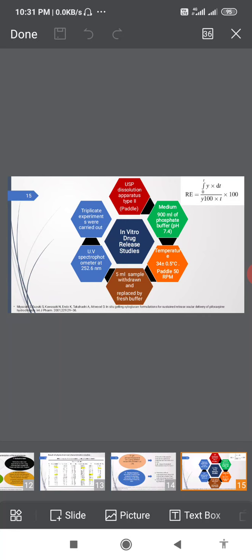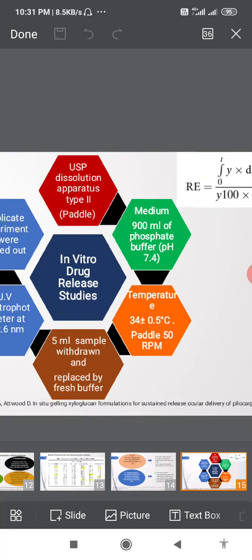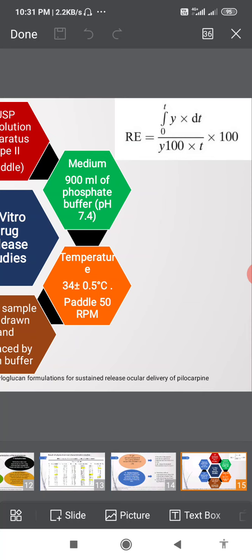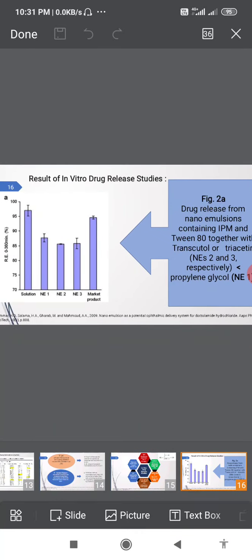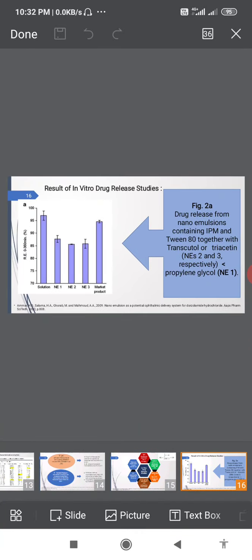the mean value. And to measure the release efficiency, we use the following formula, in which y is equal to percent release of drug at time t. These are the results of in vitro drug release studies. First three nanoemulsions contain the oil system isopropyl myristate and surfactant 280, but have different co-surfactants. The first, which has the highest release efficiency, contains propylene glycol as a co-surfactant, while the second and third respectively have transcutol and triacetin as a co-surfactant.